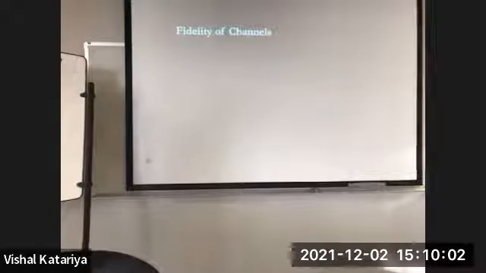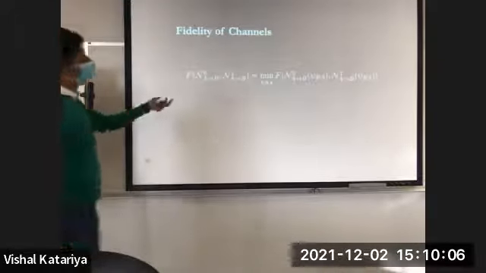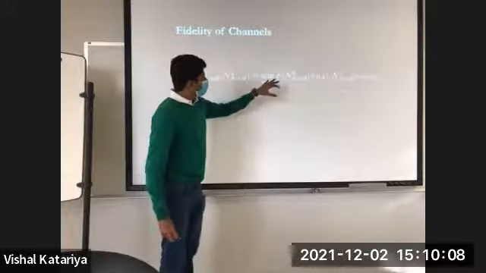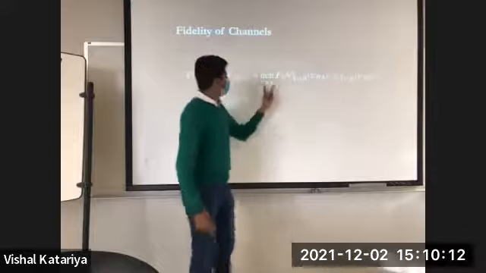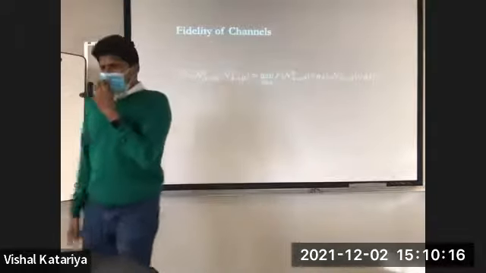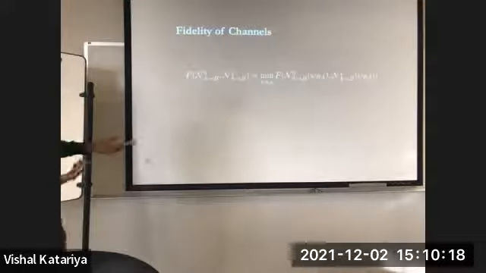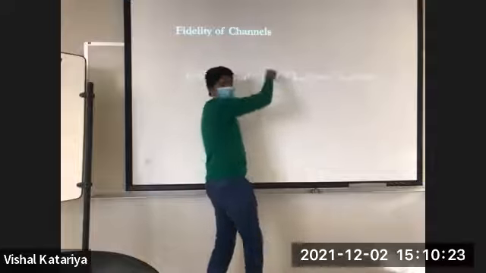So when you graduate this fidelity model to channels, we know that the fidelity of 2 channels is just written as the fidelity of the states once you act the channel on an input state, and you do a minimization over all possible inputs. This is essentially the same thing, right? So fidelity of 2 states. All we need is to do this minimization over it.